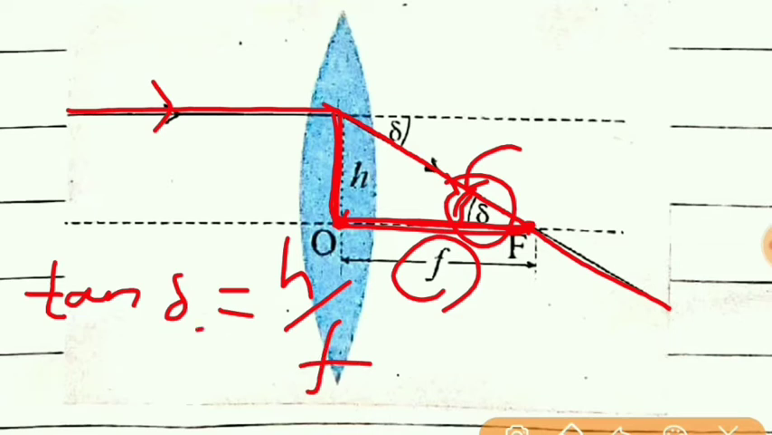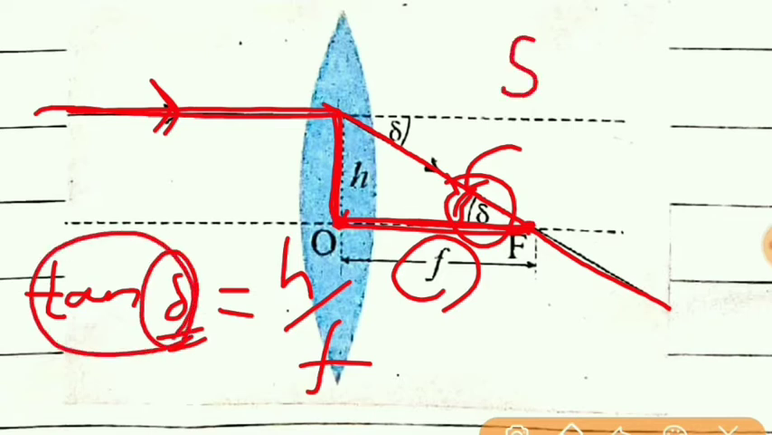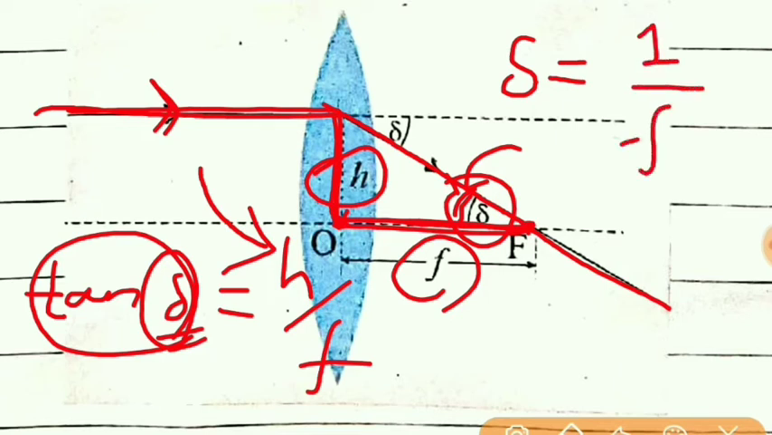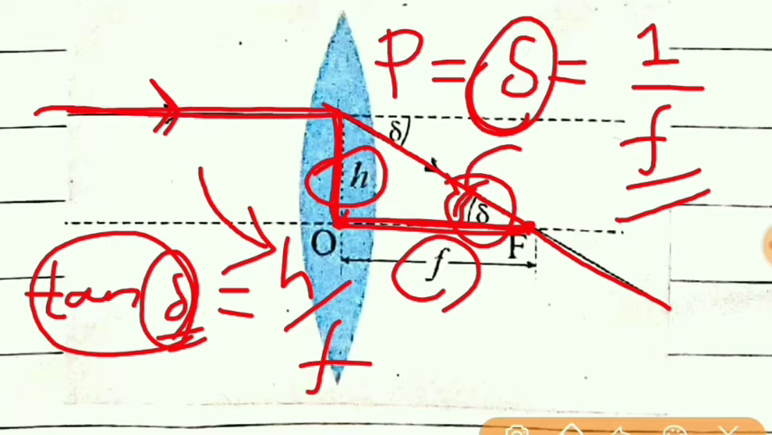But as delta is very small, because we consider the rays to be paraxial rays, we can write tan delta is equal to delta. According to the definition, if we take h as 1 for unit height, then h is equal to 1 and f as it is. So delta is 1 upon f, and this delta is nothing but the power of the lens.